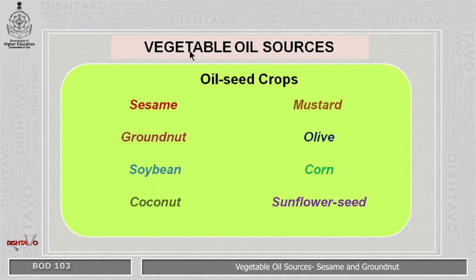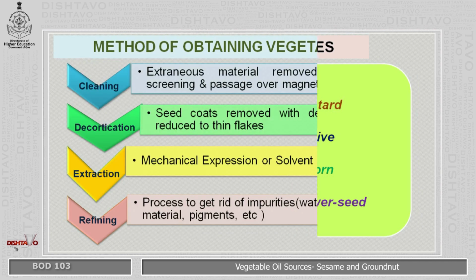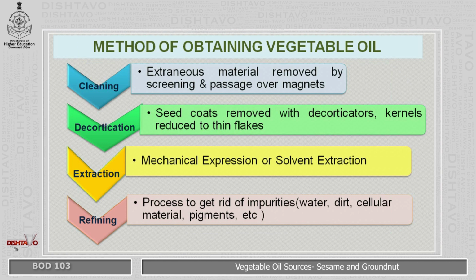Then we will see about the vegetable oil sources. An oilseed crop is a crop which yields oil. We have different sources of vegetable oils: sesame, groundnut, soybean, coconut, mustard, olive, corn and sunflower seed. Now, the methods of obtaining vegetable oils.